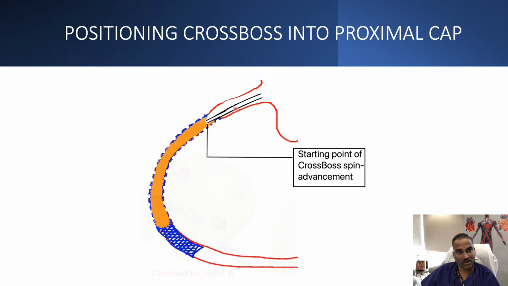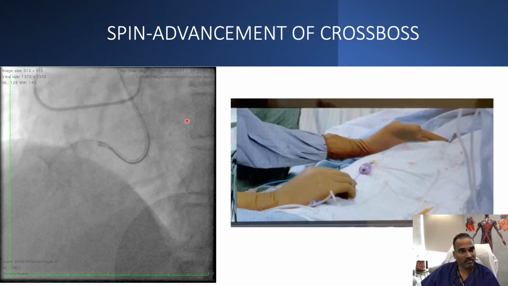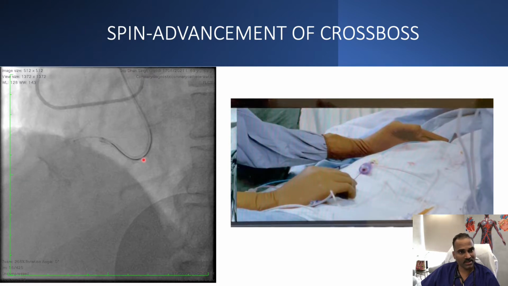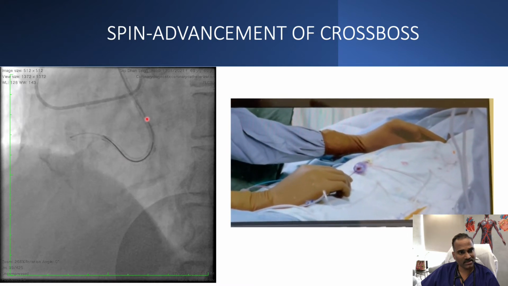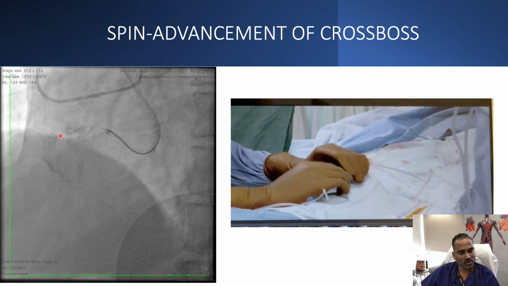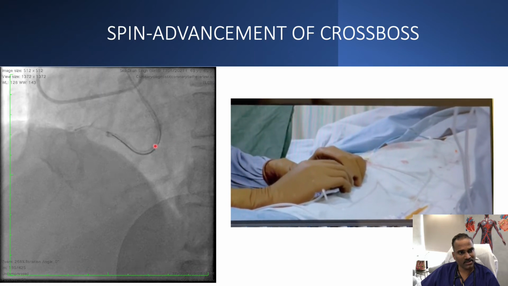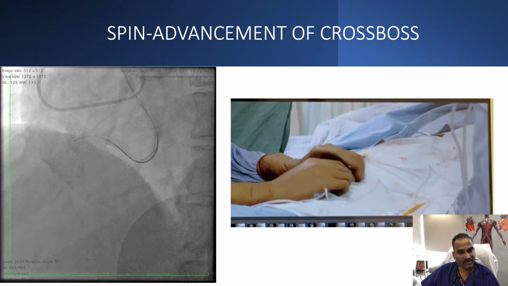Whenever we are using CROSSBOSS, we have to position CROSSBOSS within the stent. We shouldn't do spin advancement proximal to the stent struts, because it may go into the subintimal area outside the stent struts. So always start spinning within the stent struts. That's the bottom line. We started doing spin advancement like this. But what happened is the support is not great. The guide catheter is popping out, and there is no advancement of CROSSBOSS despite significant time.